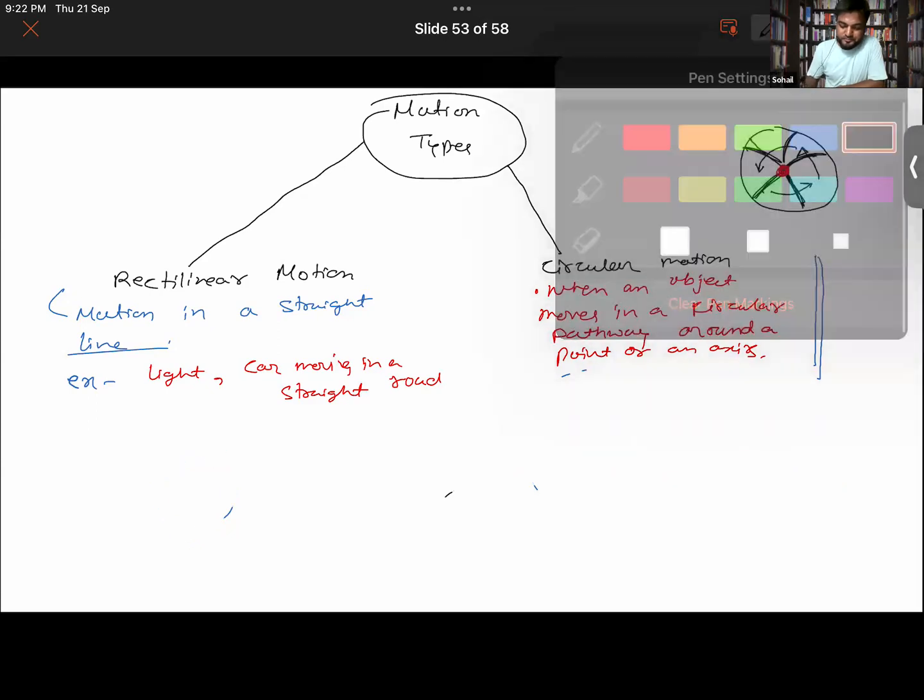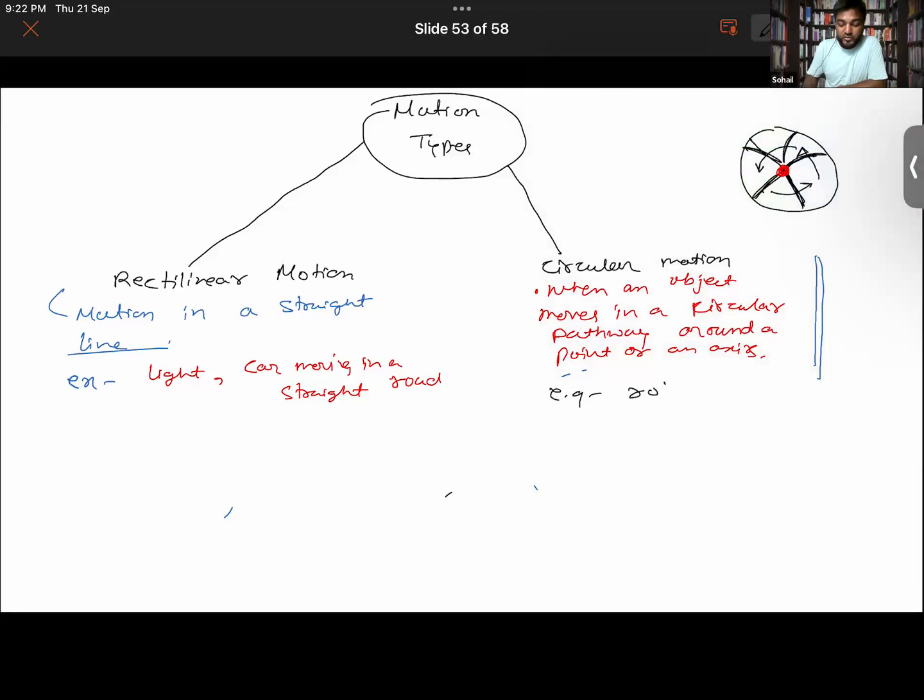Okay. So examples would be rotation of Earth.